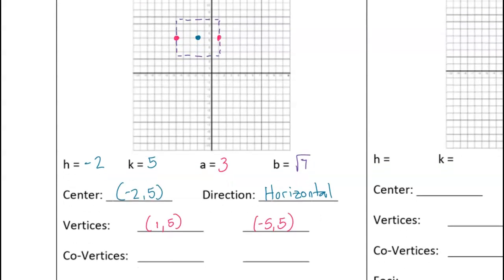So my co-vertices, which are not actually points on my graph, are located at the x value of -2 both times, but the y value of your center point plus your b value and your center point minus your b value. The reason I write it this way is because otherwise it'd be a decimal, and we really want to keep everything in simplest radical form. So that's why we write it like this.